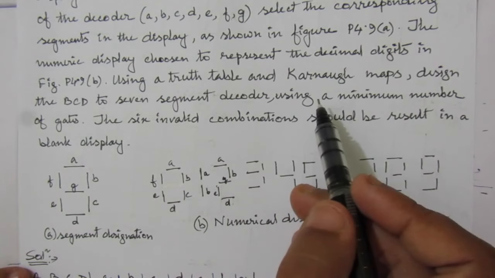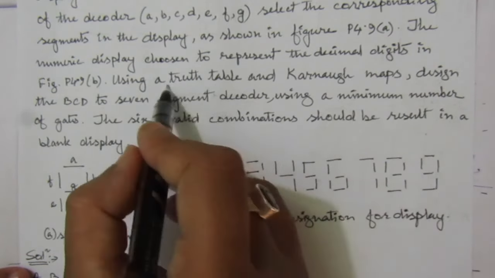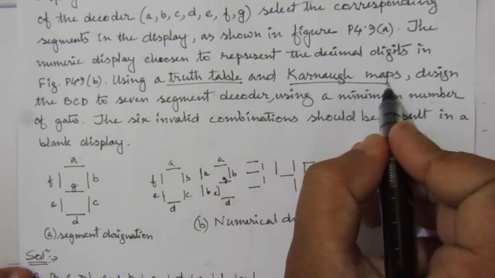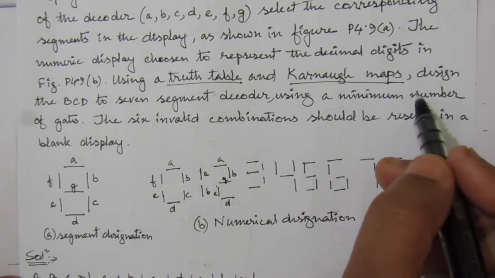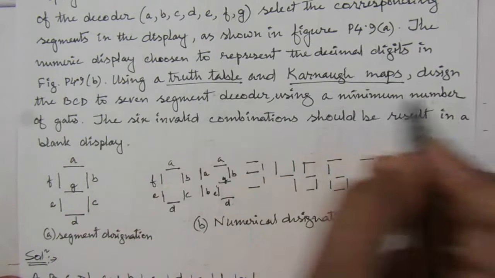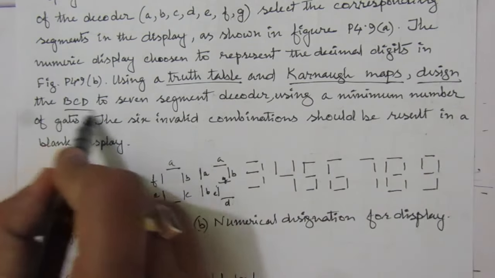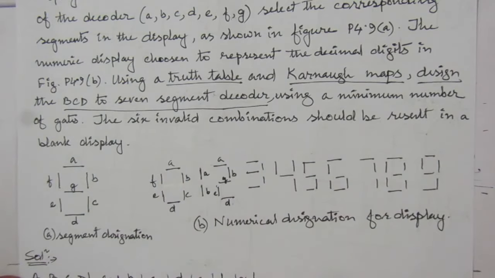Here, first of all, we have to make the truth table. Then use the Karnaugh maps to find out the Boolean expressions for each of these segments. Then we have to design the BCD to 7-segment decoder. That means we have to draw the logic circuit of these equations.